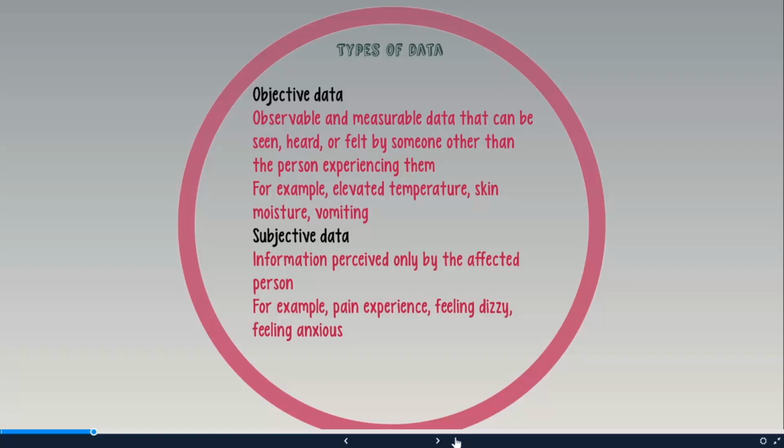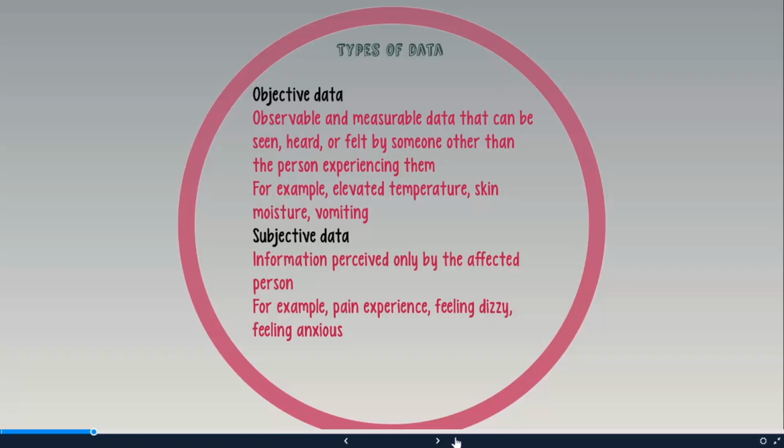Those are all things that are going to be observed or measured or felt, maybe by somebody other than the patient telling them. Subjective is going to be information perceived only by the affected person. So, how I remember subjective in an easy way is to say subjective is what the patient states. So, states, the S in states, is subjective.